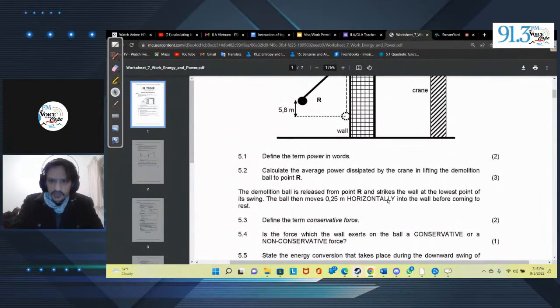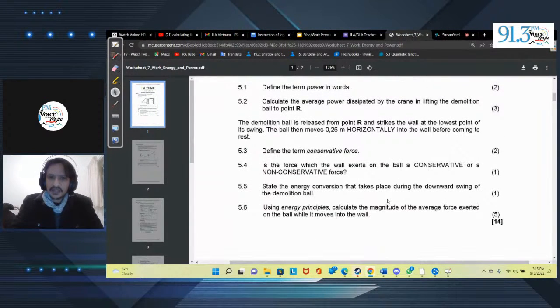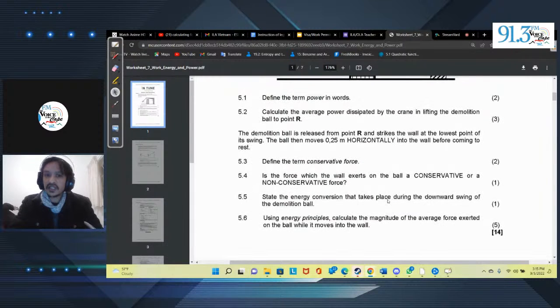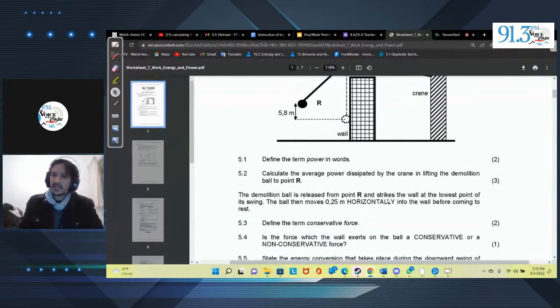Now, that was the first question, 5.2. The next question: the demolition ball is released from point R and strikes the wall at the lowest point of its swing. The ball then moves 0.25 meters horizontally into the wall before coming to rest. So there they give us another clue. And that distance here, this delta x, this change in position, is 0.25 meters, right? So to move from here to here is 0.25 meters. And that's going to come in handy later on, especially when we're going to have to calculate the force, or we have to use an equation that equates work and force.